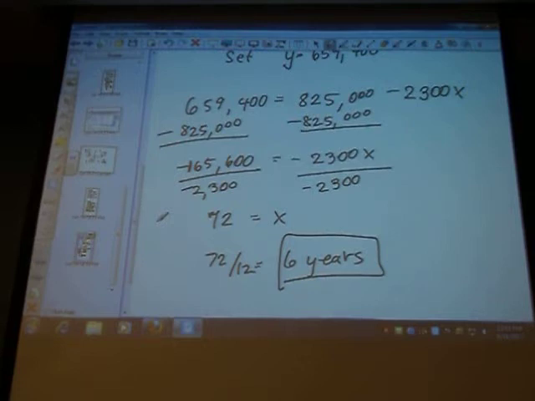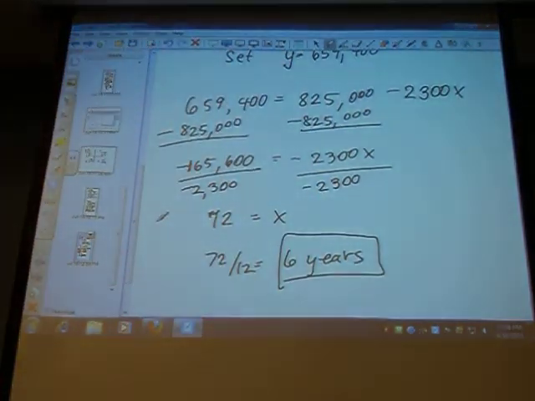Well, okay. When you get to this, when you divided that, did you put a 72? No, that should have been a whole number.